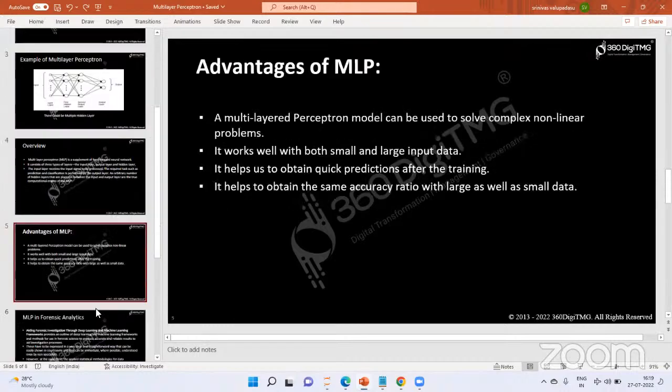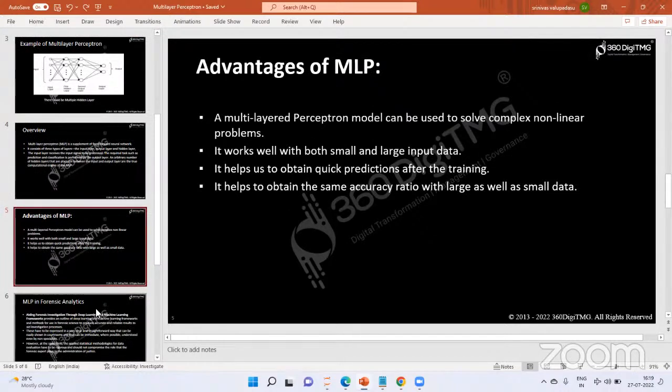So what are the advantages of multi-layer perceptron? A multi-layer perceptron model can be used to solve complex non-linear problems. If we have a non-linear problem, so there is no direct relation, I mean, some non-linear relation between the columns in a data set, then we can use multi-layer perceptron.